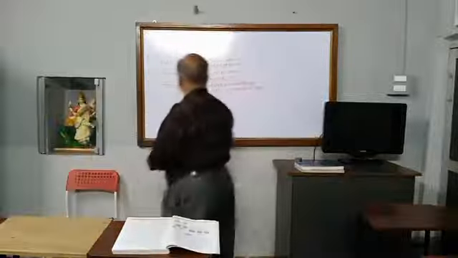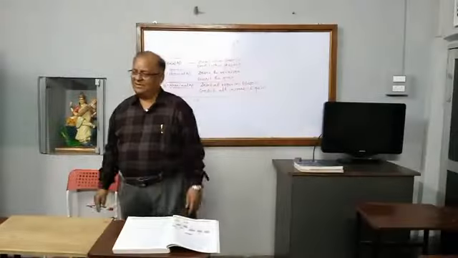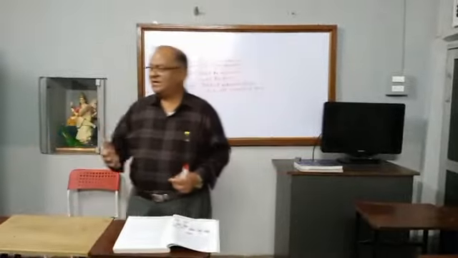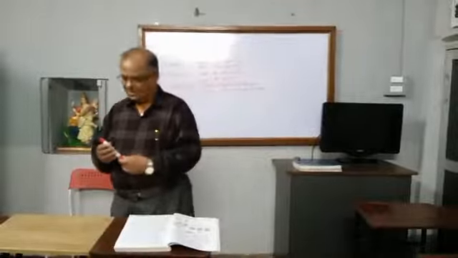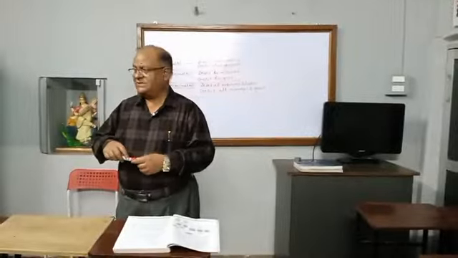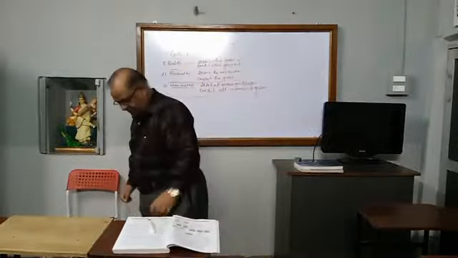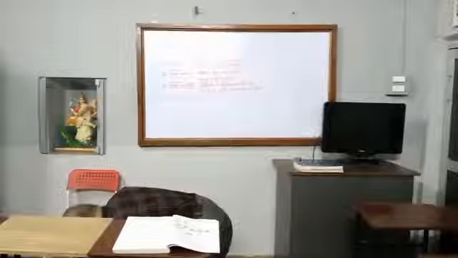Okay. Now these are the golden rules. I'll repeat once again here. Real account, debit what comes in, credit what goes out. Personal account, debit the receiver, credit the giver. Nominal account, debit all expenses and losses, credit all incomes and gains. So now for this, I will explain the things here in this connection. Just see.